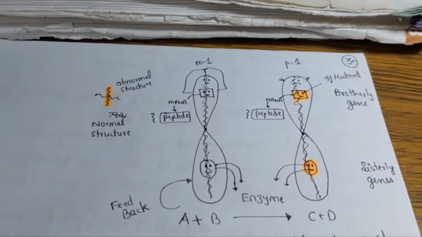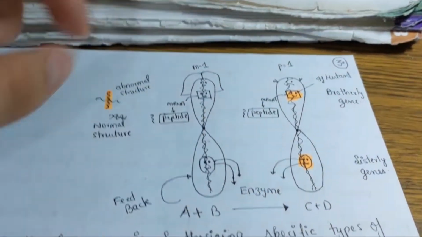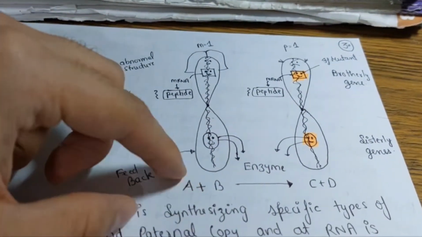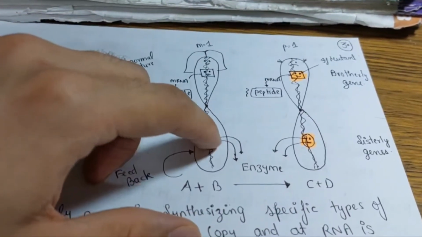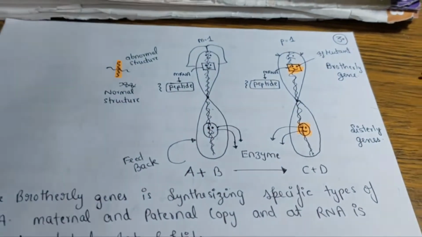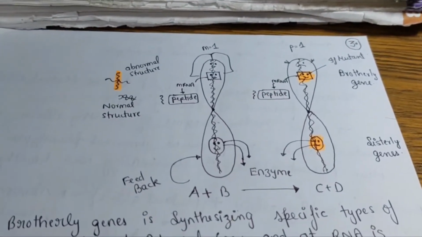Here even a feedback mechanism can work. For example, if A plus B substrate forms C plus D and the A plus B substrate increases, it will put a signal to the normal allele of the gene to produce more enzyme to balance the equation. So a feedback mechanism is also possible in the sisterly gene mechanism.